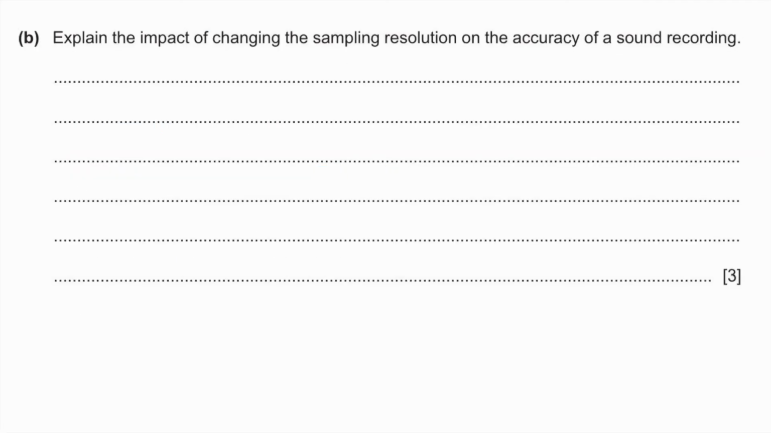Now, as usual, we're going to look at a few A-level questions in order to tie all the concepts together that we've gone over. So this question is: explain the impact of changing the sampling resolution on the accuracy of sound recording. So we're talking about sampling resolution. We're basically talking about the number of bits per every sample. So if we increase the sampling resolution, then our sound recording is going to be more accurate because we're more precisely representing the amplitude at a given sample. If we decrease the sampling resolution, then our accuracy should go down.